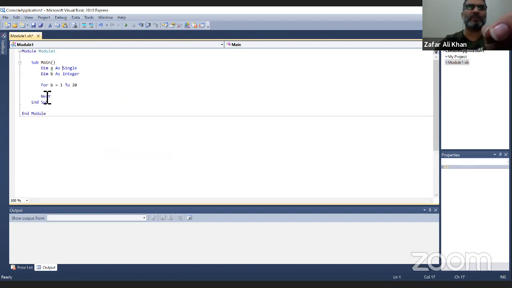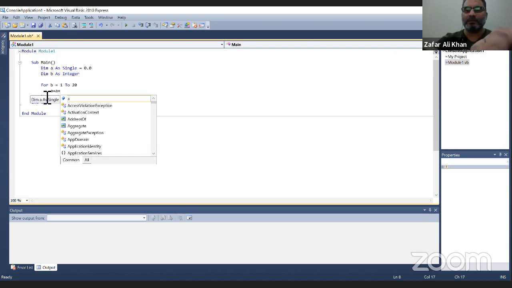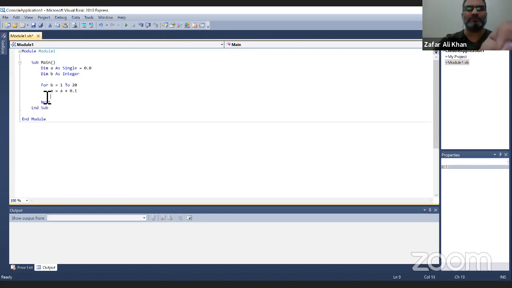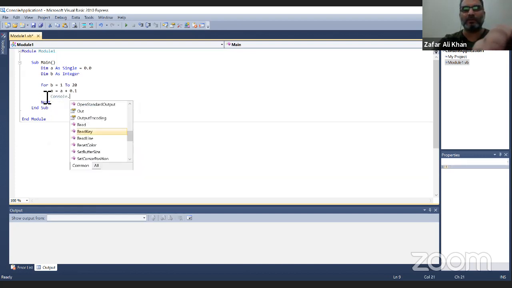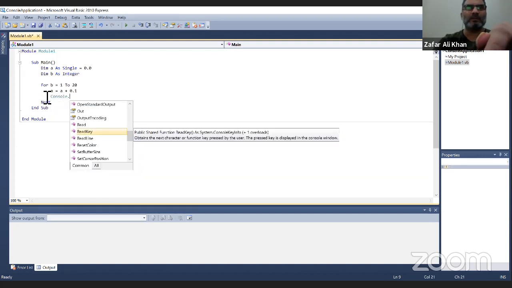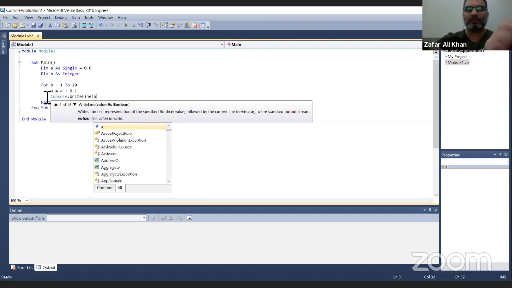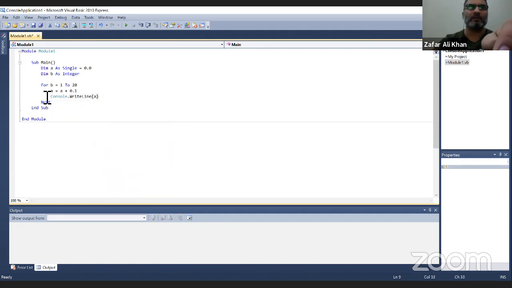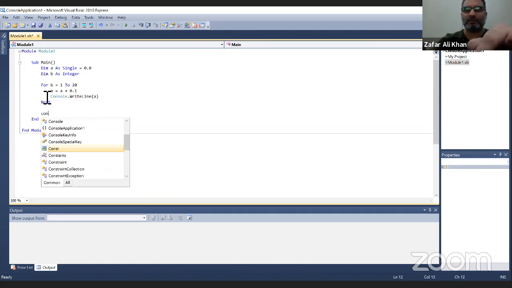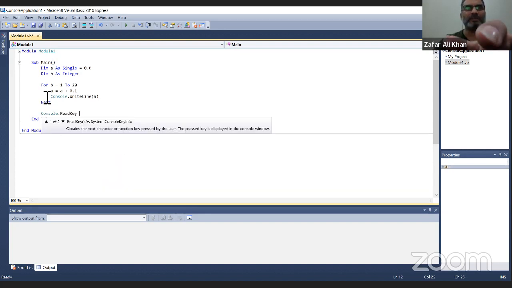Let's say I have made a as 0.0, and I'm adding a is equal to a plus 0.1, and Console.WriteLine a, and Console.ReadKey.